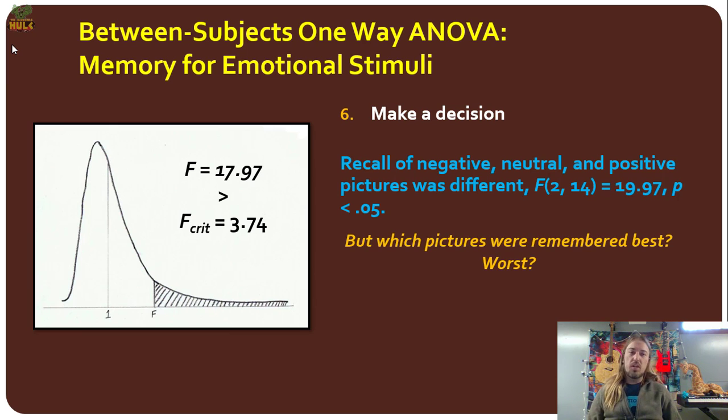The difference here with the one-way ANOVA is that when we find our significant difference, because there were 3 groups, we don't know which groups differed from one another. All we know is that there was a difference somewhere in there. It's possible that negative pictures were remembered better than both neutral and positive.